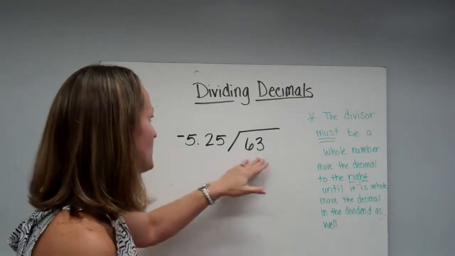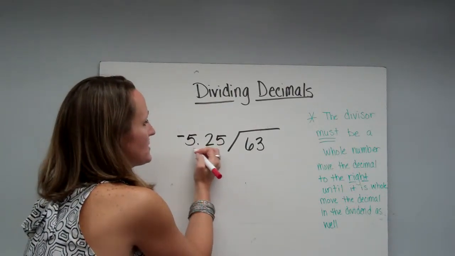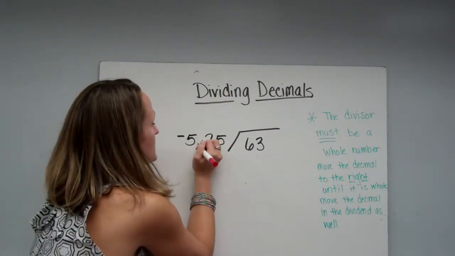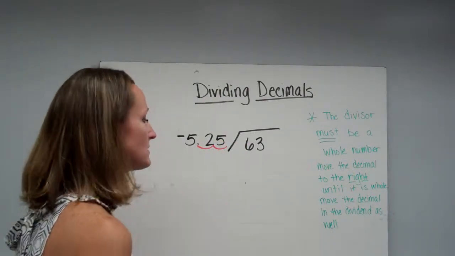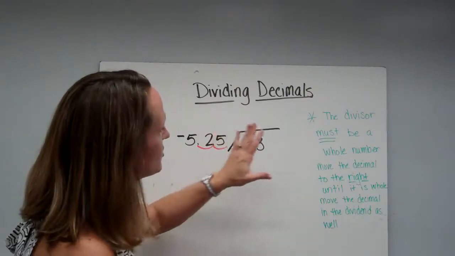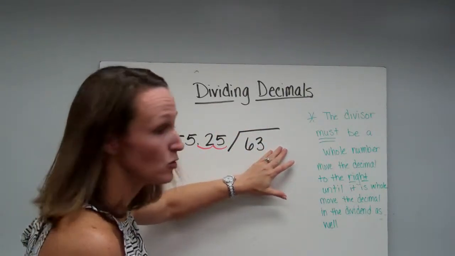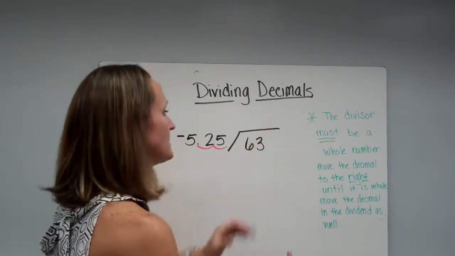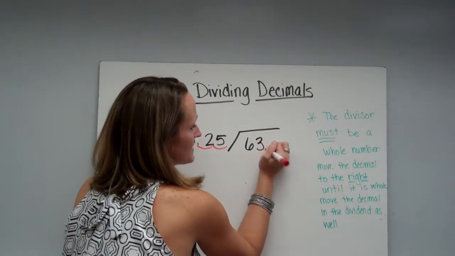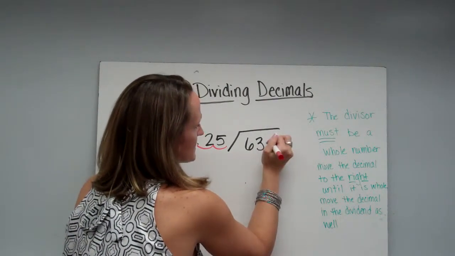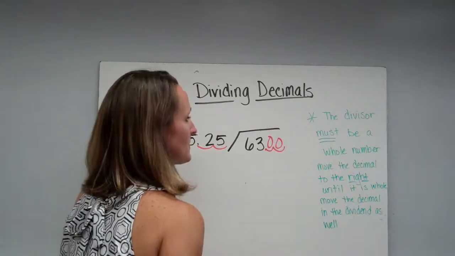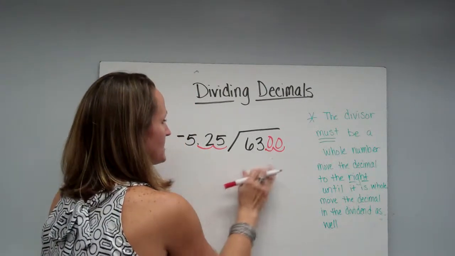So in this one, our divisor is not a whole number, it's a decimal. So I'm going to move this decimal 2 places to the right. Since I moved this decimal, I'm going to move the decimal in this dividend. Well, currently, we don't see a decimal. It has an implied decimal. So I'm going to add a decimal here. I'm going to move it over 2 places. 0, 0. Okay. Now I'm ready to divide.